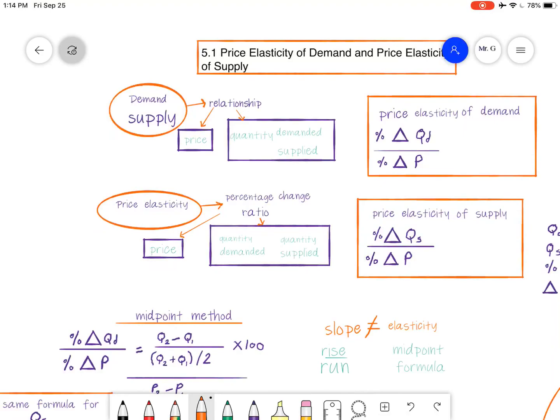So demand and supply looks at the relationship between price and quantity demanded and supplied. So that is basically what demand and supply looks at. Price elasticity looks at both price and quantity demanded, quantity supplied, but it focuses on something different, the percentage change or the ratio. So how much in percent does one change given the other one changes? So how sensitive to price changes is whatever the item is.